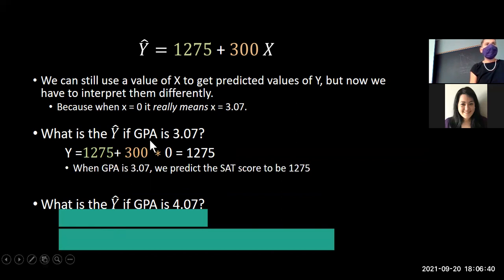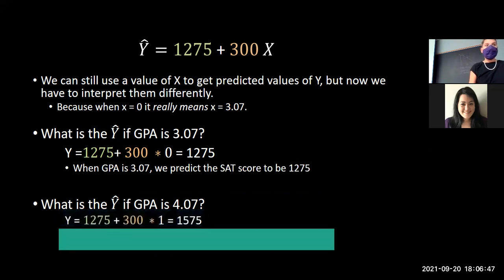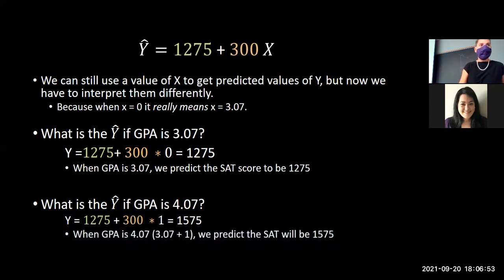What am I going to plug in for x? Yeah, I'm going to plug in 1 for x, exactly. If I plug in 1 for x, I can solve it, and I get 1575. Which means I can interpret it like this: when GPA is 4.07, we predict SAT will be 1575.